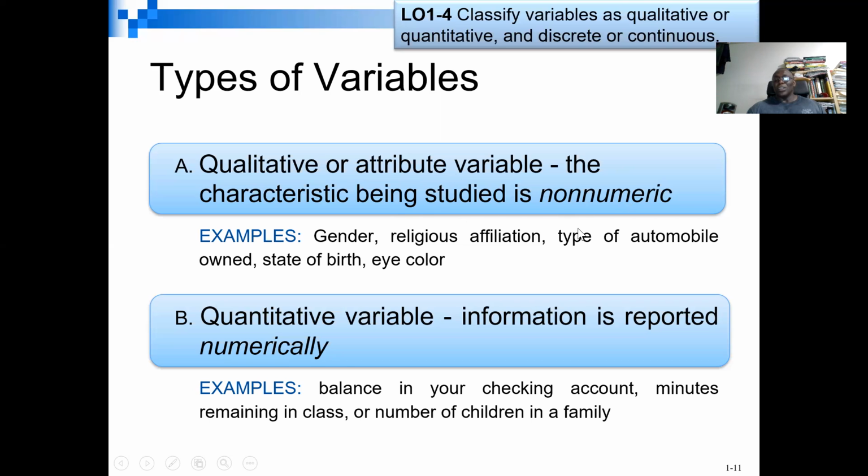So if I'm studying income, it is a quantitative variable because income is a value. Information is reported numerically, so it's a value. So examples here can be the balance in my checking account, how many minutes it takes me to walk from my house to school, number of children I have in a family. But type of automobile that I own, I cannot give it a value. Even the state of birth, but date of birth can be quantitative. It's quantitative.